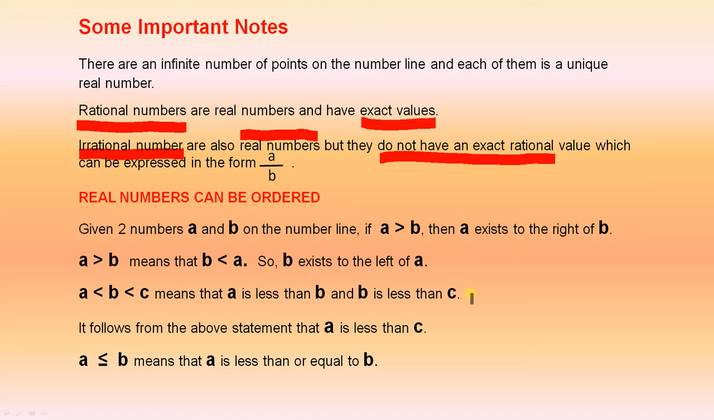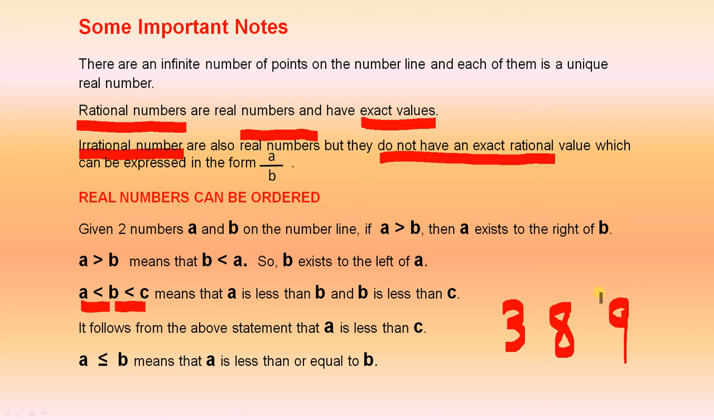Now this is a tricky one here, but if you think about it, it does make sense. A is less than b, which is less than c, means a is less than b and b is less than c. It follows from the above statement that a is less than c. Okay, so what we're saying is that if a is less than b and b is less than c, that means a is less than c. So it follows from the above statement that a is less than c. So here's a quick example. Say you have the number 3, 8, and 9. Let's have a look at those three. 3 is less than 8, 8 is less than 9, so 3 is less than 9.